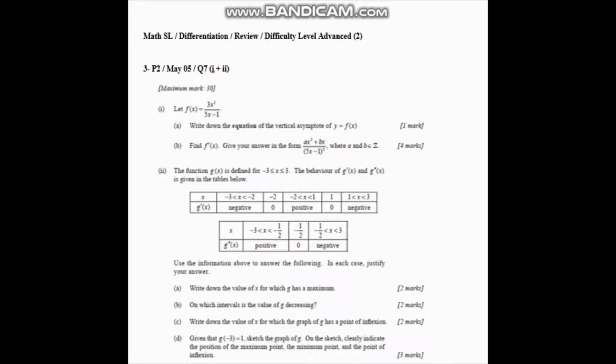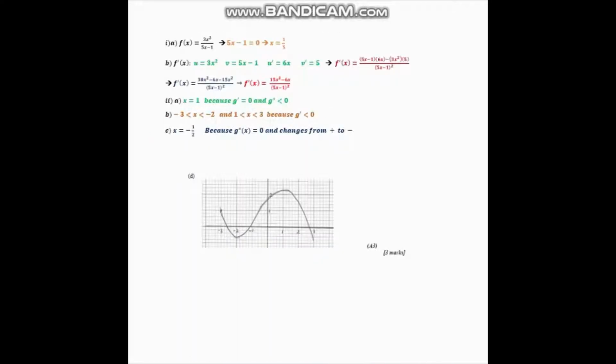Next, I need to find f dash of x, giving the answer in this form, ax squared plus bx over 5x minus 1 all squared. Obviously this is a quotient rule problem because we have a fraction, so u over v, and we apply the quotient rule. So there is my u, there is my v, and my u dash and v dash are their derivatives.